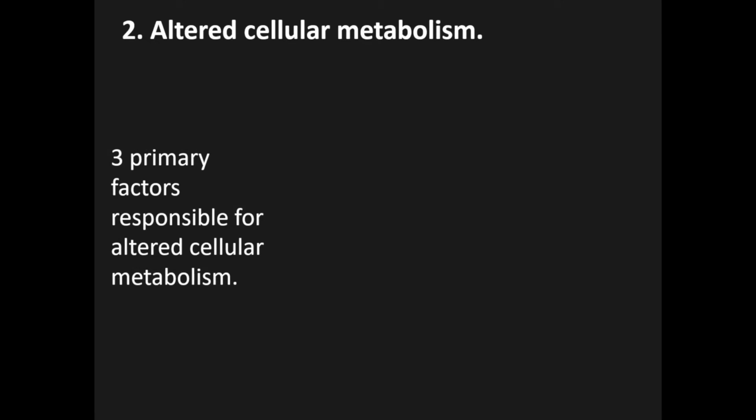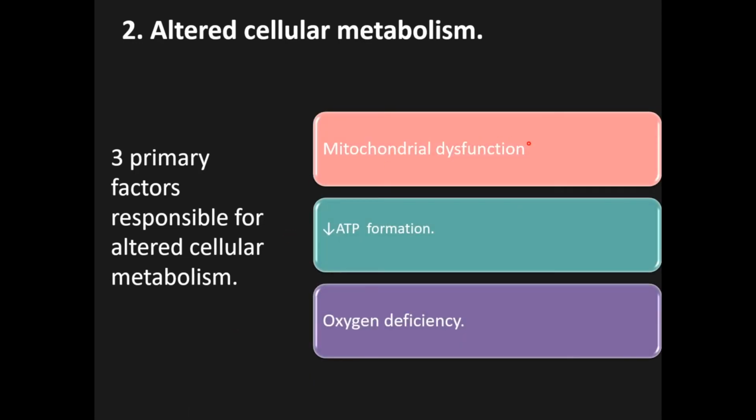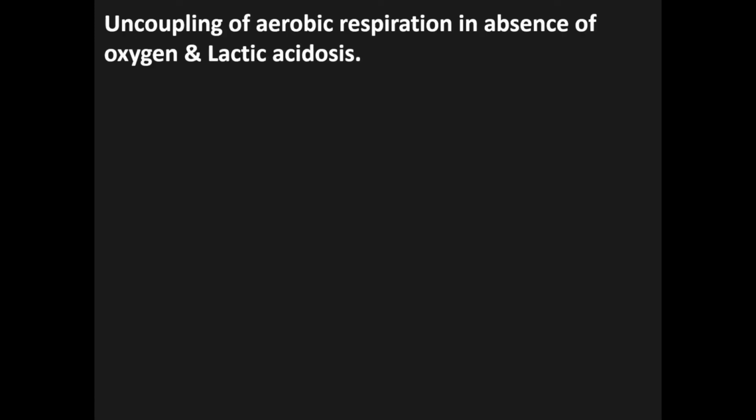There are 3 primary factors which are responsible for altered cellular metabolism, which are mitochondrial dysfunction, decreased ADP formation, and oxygen deficiency. These are the 3 primary causal factors which lead to altered cellular metabolism. The primary metabolic change that occurs in case of decreased oxygen supply and decreased ATP formation is uncoupling of aerobic respiration and increased anaerobic respiration and subsequent lactic acidosis.